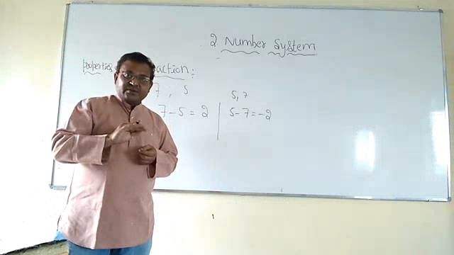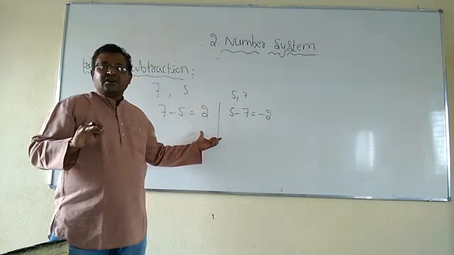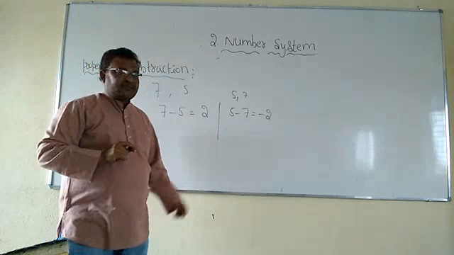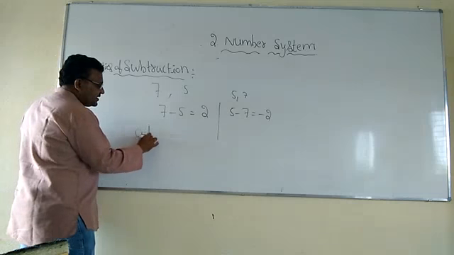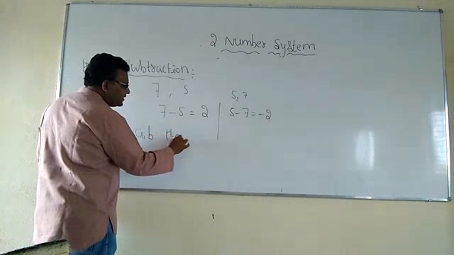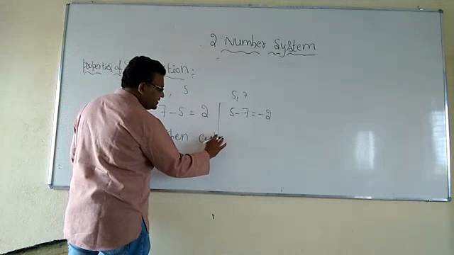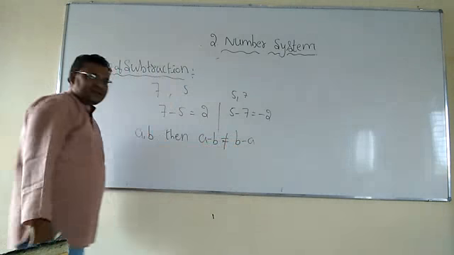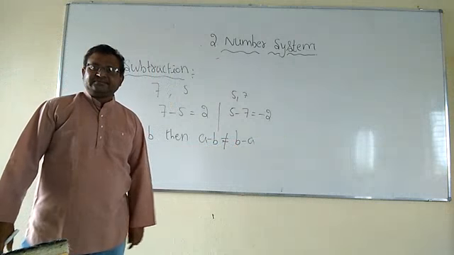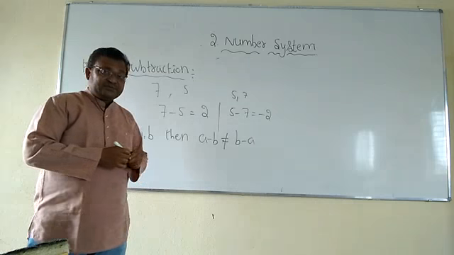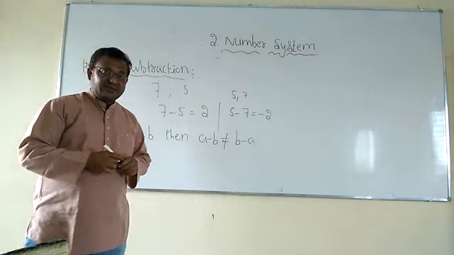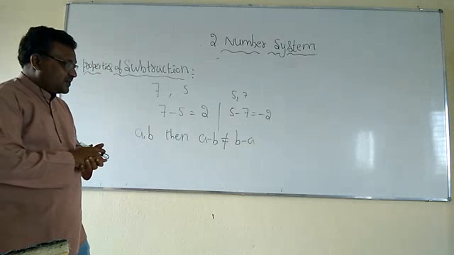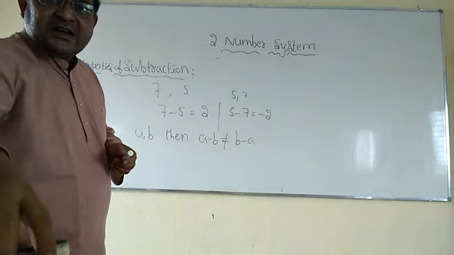Same like that. Closure property is not true under subtraction. So commutative property also not true under subtraction. But it is true in addition. So we can generalize if A, B are any two whole numbers, then A minus B is not equal to B minus A, except 0. So, you can generalize A, B are any two whole numbers, A minus B is not equal to B minus A.